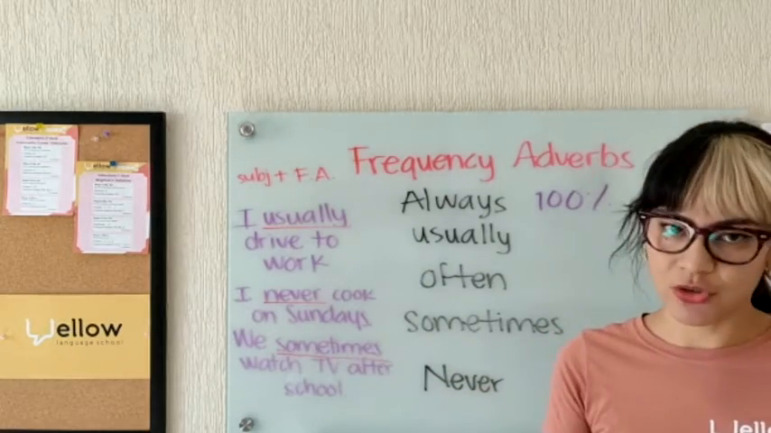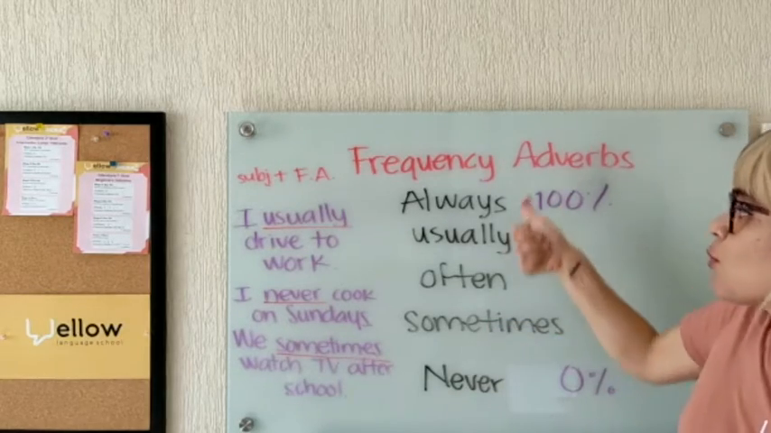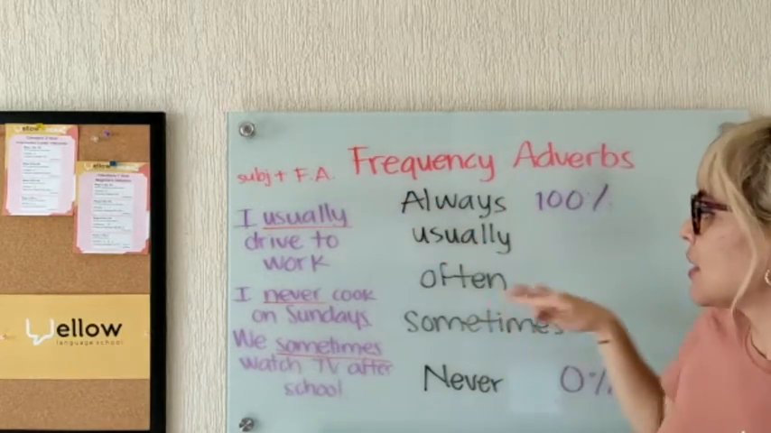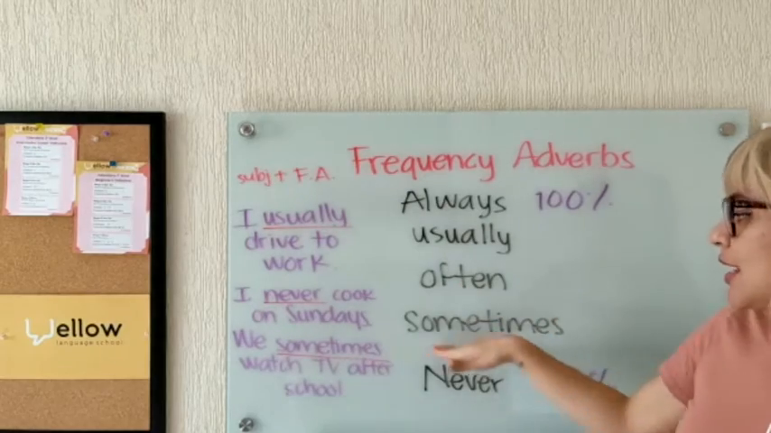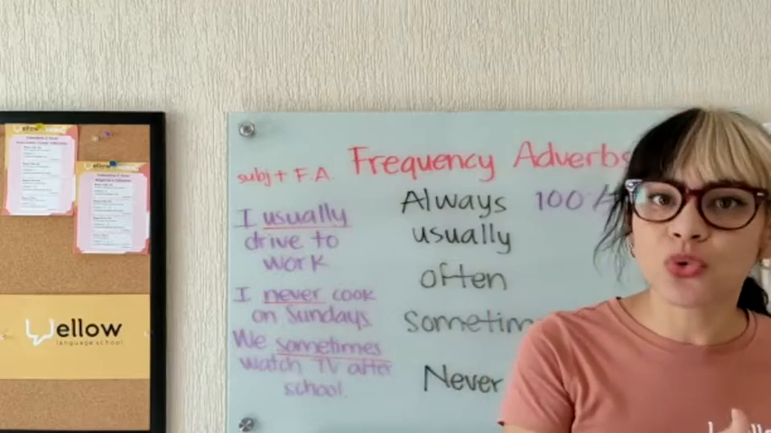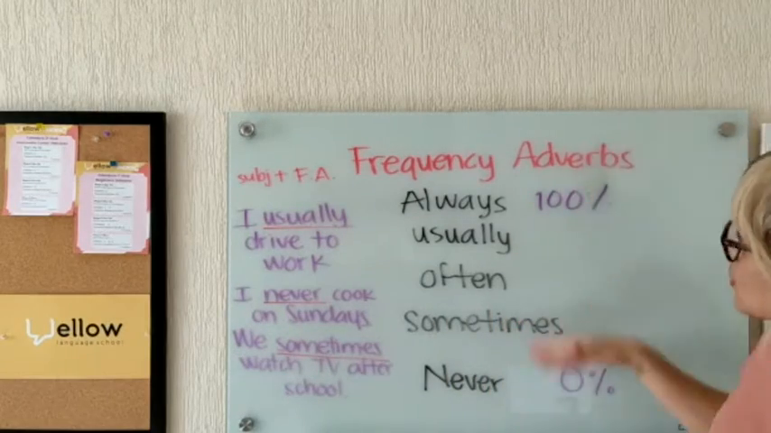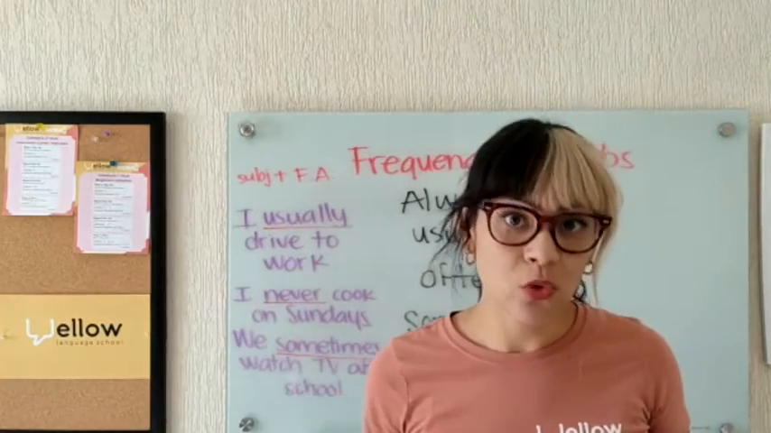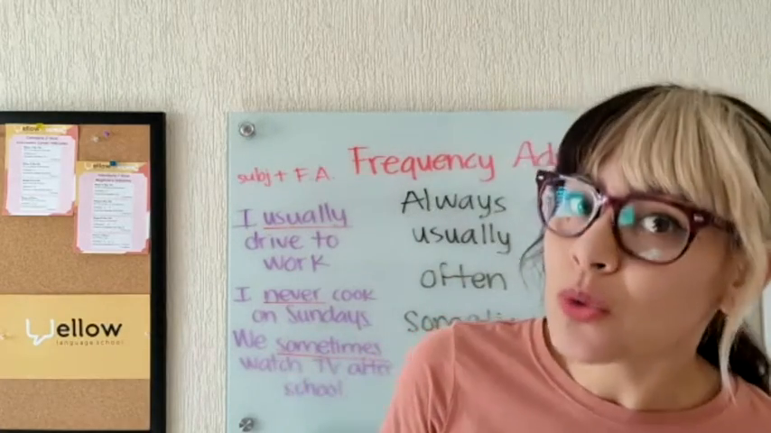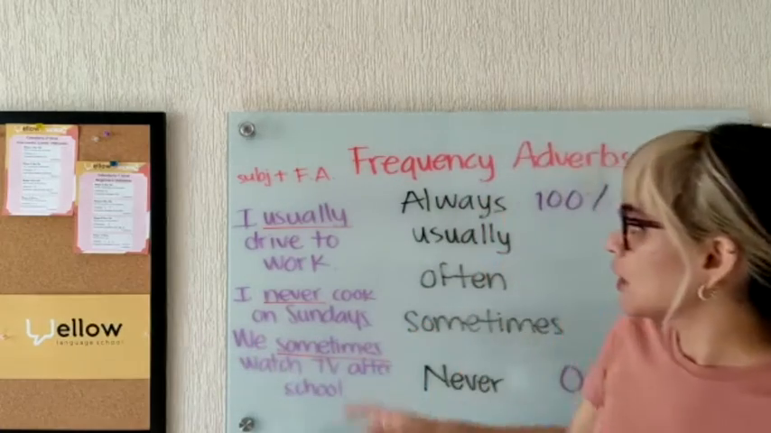Never, well, you know what it means, okay? So these are in the middle. Usually is more into always. Often will be just in the middle, and sometimes, well, maybe it's not that often, but you do that action or that activity, okay? So you can answer with frequency adverbs when a person asks you how often you do an activity, okay?